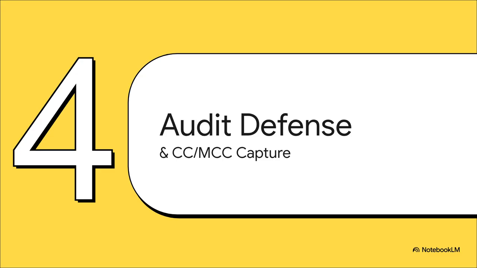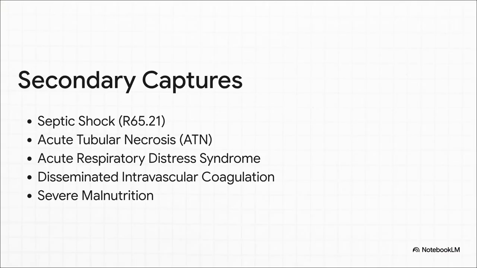Let's jump into Section 4, Audit Defense and CC/MCC Capture. Defending your severity level requires an aggressive clinical documentation improvement strategy. You really need to capture high-yield secondary complications and comorbidities, or major CCs, like septic shock, ARDS, or acute tubular necrosis. Catching these diagnoses drastically shifts the DRG weight and accurately reflects the immense resources required to treat these truly critical patients.